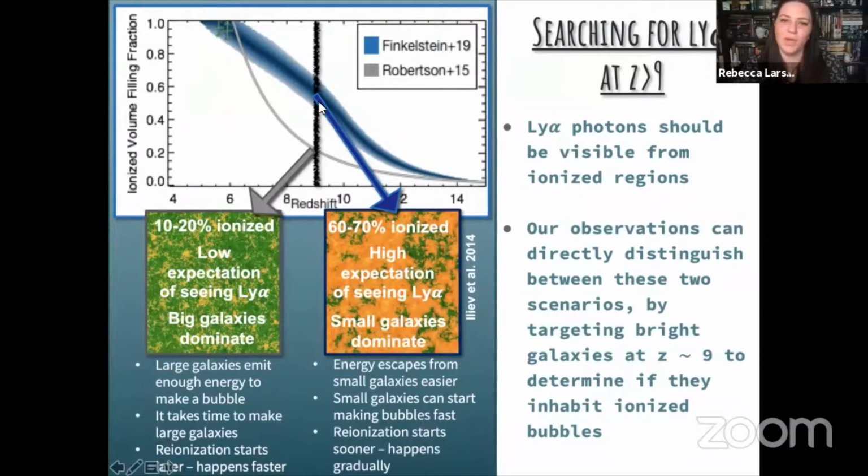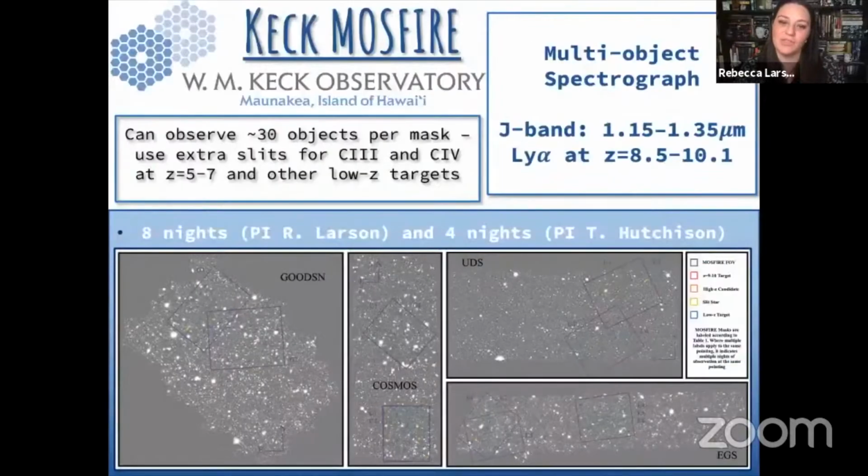So what we wanted to do was target galaxies in this time frame where these two models are the most discrepant. At redshift 9, you either expect 10% of the universe ionized or 60 to 70% of the universe ionized. If you're looking for Lyman alpha in galaxies, you want to find those galaxies that are in those ionized pockets so that the Lyman alpha isn't as attenuated by the IGM and you can detect it. So what we did was target a set of galaxies in the CANDELS field that were photometrically selected to be at around redshift 9.